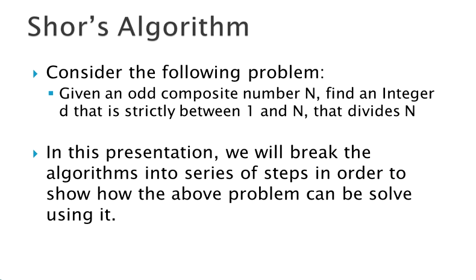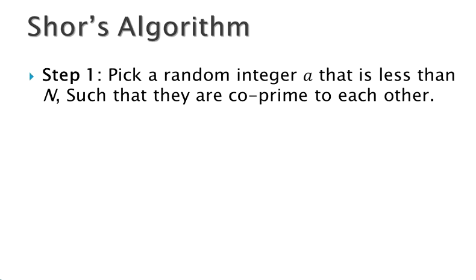So in this presentation we will be breaking the algorithm into a series of steps in order to show how the above problem can be solved using it. The first step is that you pick any integer a that is less than n, such that they are co-prime to each other. When we say co-prime, that is, maybe one of a or n is a prime number, and the other may be an ordinary odd number.